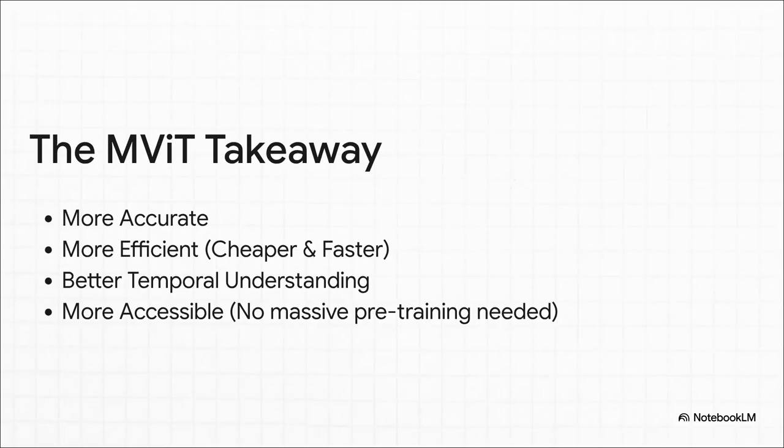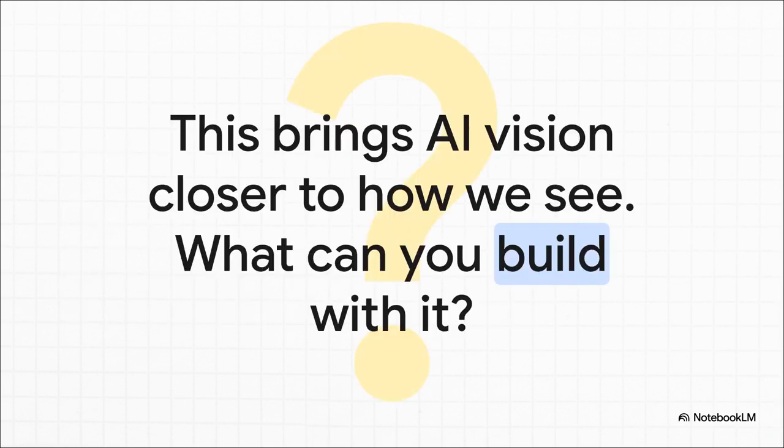So when you put it all together, what MViT delivers is a model that is more accurate, way more efficient, that actually understands the flow of time, and is more accessible for everyone to train and deploy. It's a win-win-win-win. By basically mimicking the hierarchical way our own brains process the visual world, this architecture is a fundamental step forward. It brings AI vision that much closer to actual human vision. So the question for all the builders, the designers, the creators out there is, what are you going to build with it?